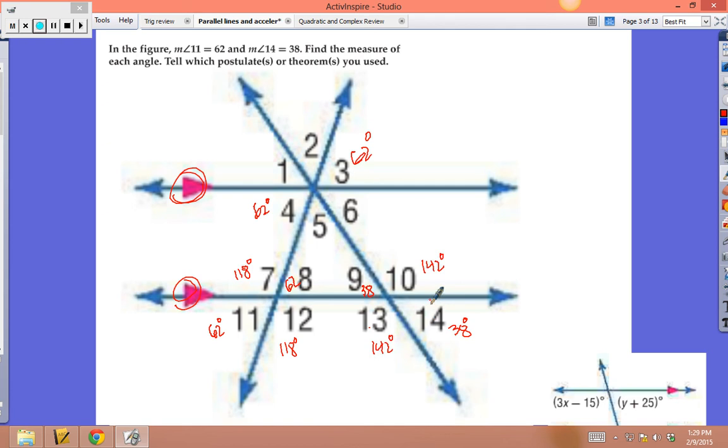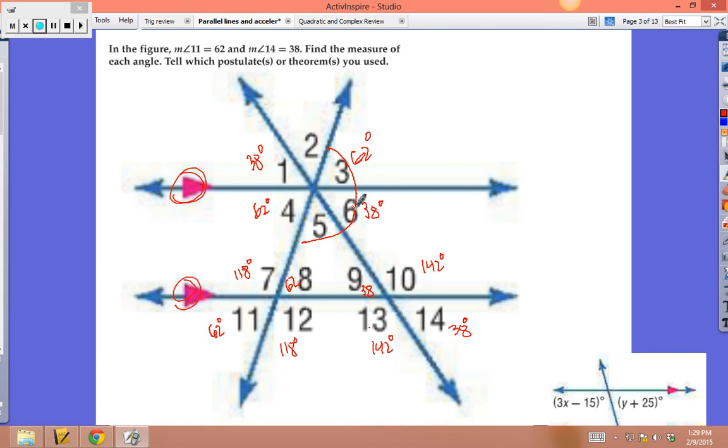And what else can we get? Okay, 6 and 10 are supplementary because they're consecutive interior angles, so they will add and give you 180. So I'm going to do 180 minus 142, and 6 should be 38 degrees. And if 6 is 38 degrees, 1 is also 38 degrees because they're vertical angles. And now I can figure out 5.